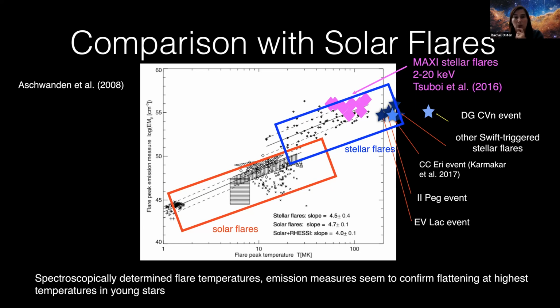This is a bit of a PowerPoint science slide. I overlaid here some stellar flares that were seen by the MAXI instrument on the space station, and some of the Swift triggered flares that have been studied individually on the right. So you can see that as you get above 100 million degrees, that power law index does not seem to continue.